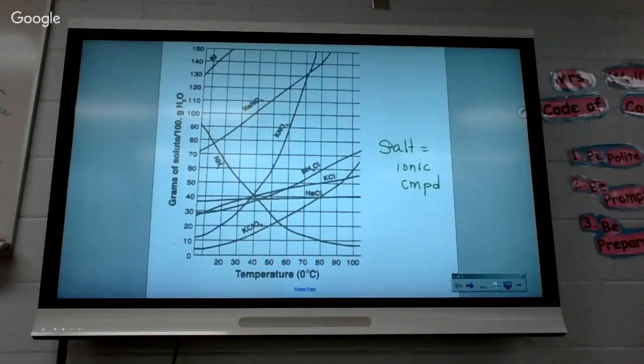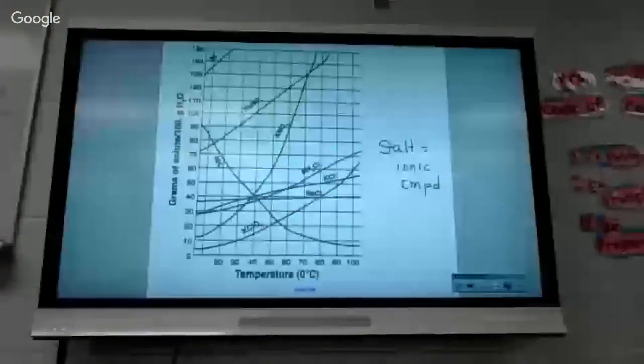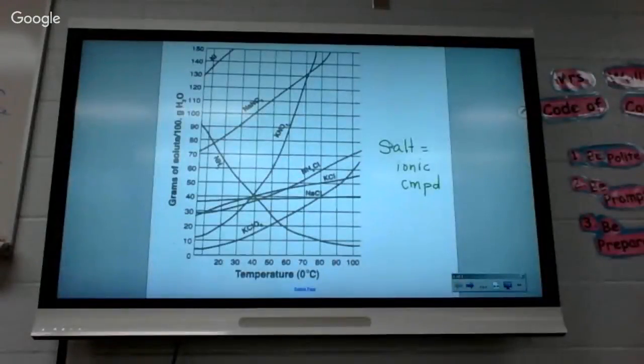How do you find if it's most soluble or least soluble? Most soluble would be where on the graph? At the top, bottom, middle, where? Top. For least soluble, you'd be where on the graph?